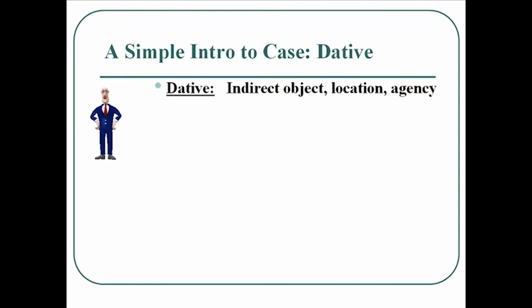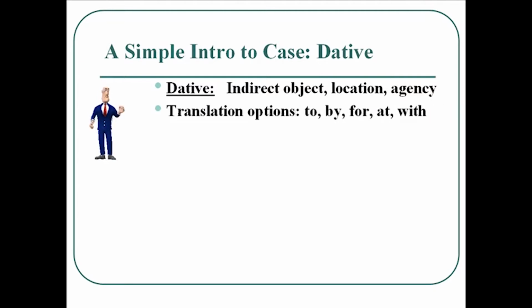The dative case is used to reference the indirect object, location, or agency, and some other things. The dative case is not present in modern Greek today. It's died out. Now, what are the different translational options for this dative case? This one has quite a few options for us when we go to translate it. Words like to, by, for, at, and with all can be used to translate the dative.